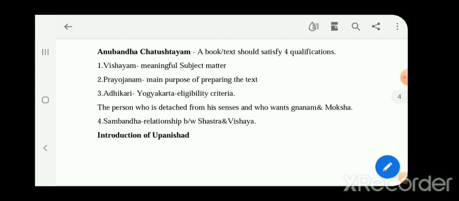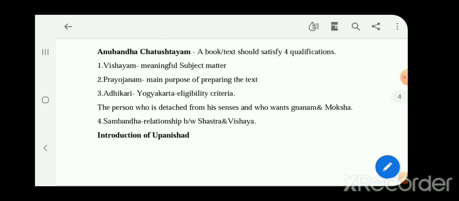First one is Vishayam. Vishayam means meaningful subject matter. For example, I am going to write a book and then publish it. What I write in that book, I should have some subject matter. For which subject am I going to write that book? Let's take, I am going to write a book on Katopanishad. So what is the subject matter here? That Upanishad, which I am going to write about in that book, is called the subject matter. So that is the Vishayam.